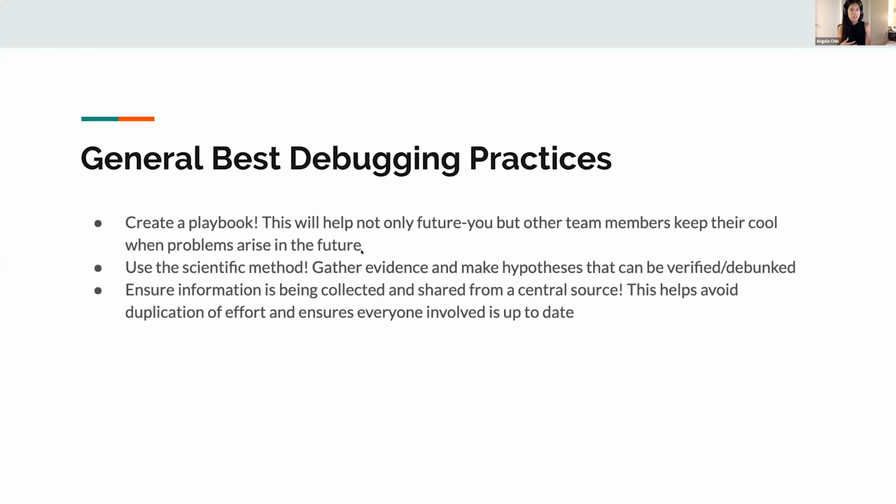And then last but not least, a general tip I have, and the most important one, is really to ensure that information is being collected and shared from a central source. This helps avoid duplication of effort and ensures that everyone involved is up to date on what's happening. And again, that central source of information can be described in your playbook. And I think it's really vital to do this.